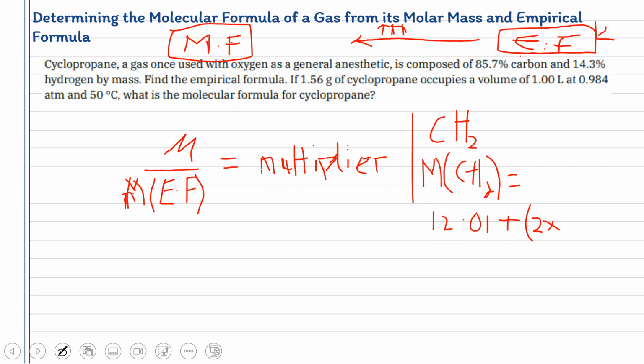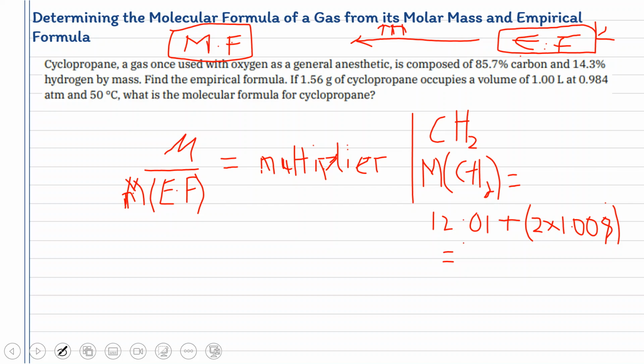It's 1.008. Good. Chemistry has a lot of decimals, and you have to be happy about that. So we're trying to find the mass of the empirical formula. So we're going to have 12.01 plus 2 times 1.008.